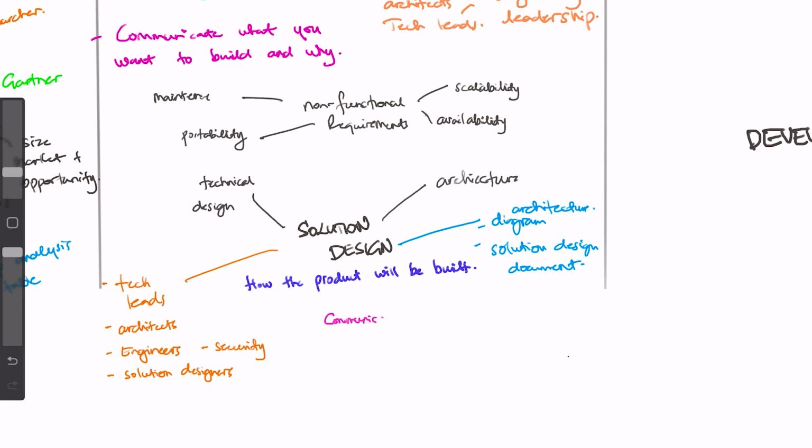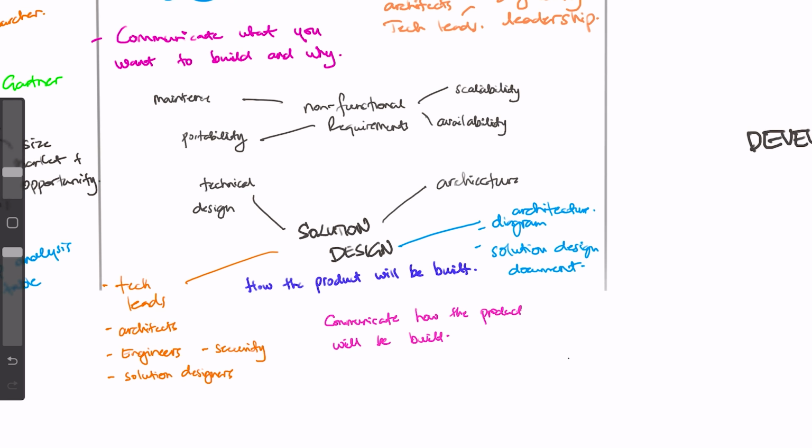And to end with, the purpose of the solution design phase is to communicate how the product will be built. Okay, so while the product definition phase is all about what the product is and communicating the what, the solution design phase is all about communicating the how and probably the why as well. How and why. So being able to justify the technical decisions that are being made. Now the next phase is development.